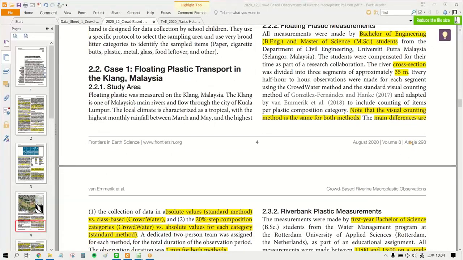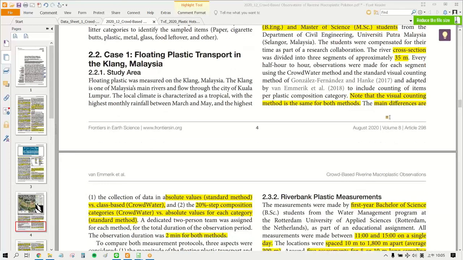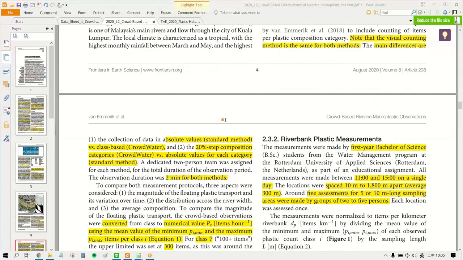And so the students will separate into groups, and some groups will use the mobile method, and some groups will use the traditional method at the same area, but at different times. The main differences are that the data is absolute numbers in the standard method, while the new method uses classes of ranges. The second difference is the 20-step composition categories versus absolute values for each category, which is the standard method.